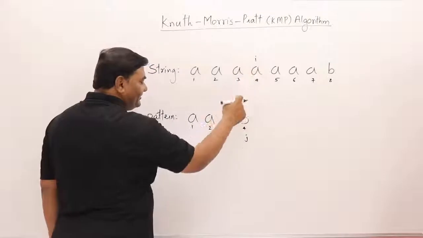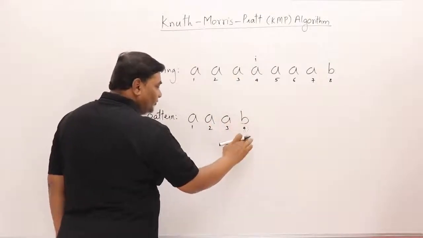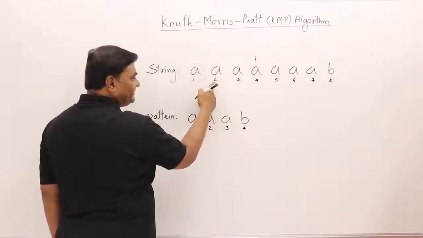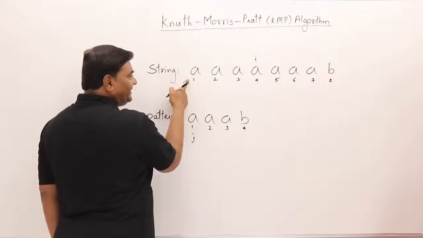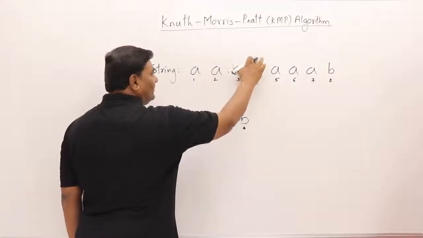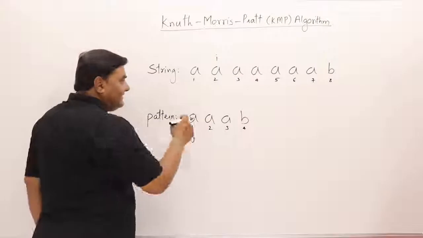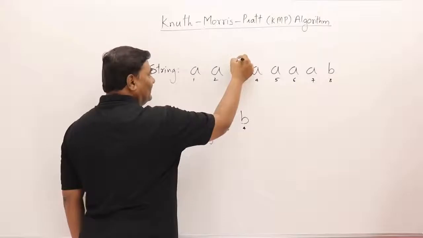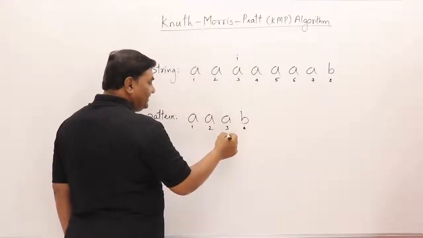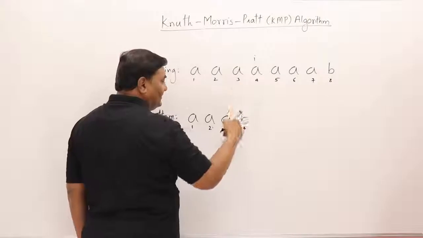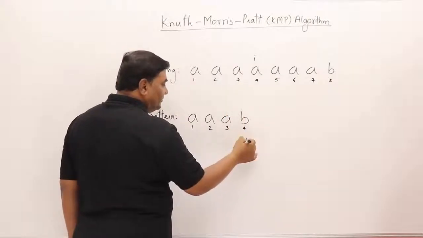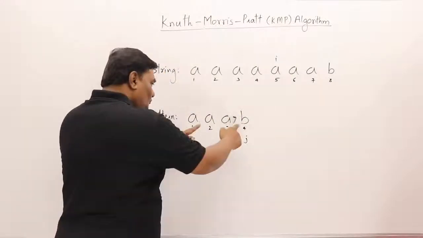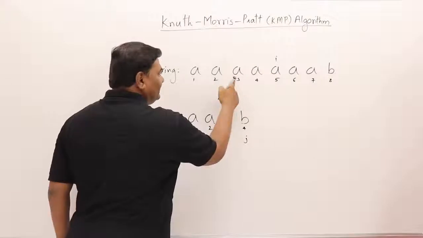There is a mismatch. When there is a mismatch, move j to the beginning and move i to the second position. This is the starting point. Just now we started from here, so i should start from here now. Start again. This is matching. Move j, move i. Matching, move j, move i. Again AA matching, so move j and move i. AB is not matching, so again move j to the beginning and move i to the third place.